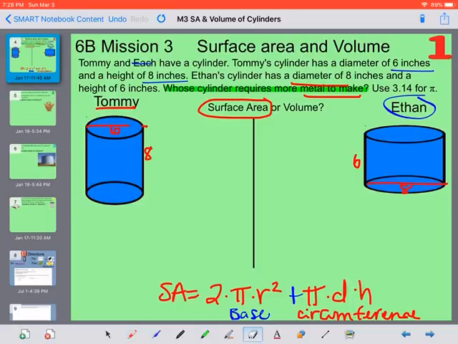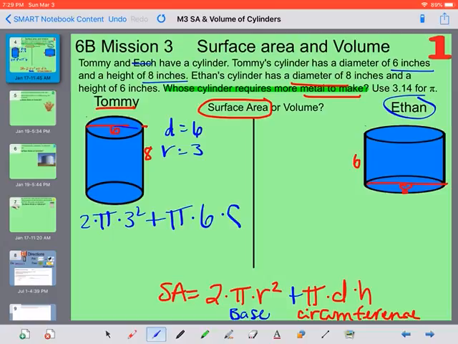Alright, so let's plug this in for both Tommy and Ethan. So first, for Tommy, we have 2 times pi times our radius. Okay, so it said our diameter was 6, so our radius is half of that, which would be 3. So we have 3 squared, plus pi times our diameter, which is 6, times our height, which is 8.